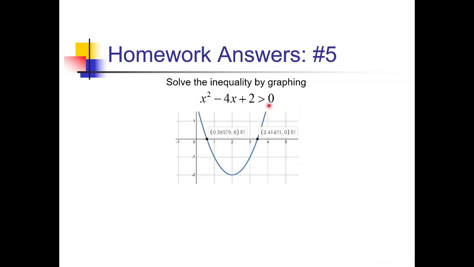So here's the picture that we just graphed. We were looking for where x makes this thing greater than 0. That's where the parabola is above the x-axis on the graph that we just sketched here. And that's happening to the left of 0.59 and to the right of 3.41. So for my solution then, I'm going to write x is less than 0.59 or x is greater than 3.41.